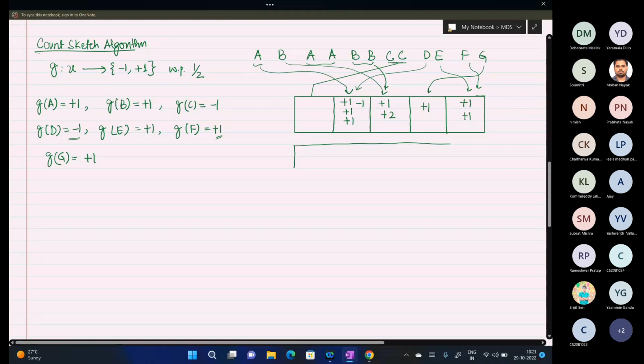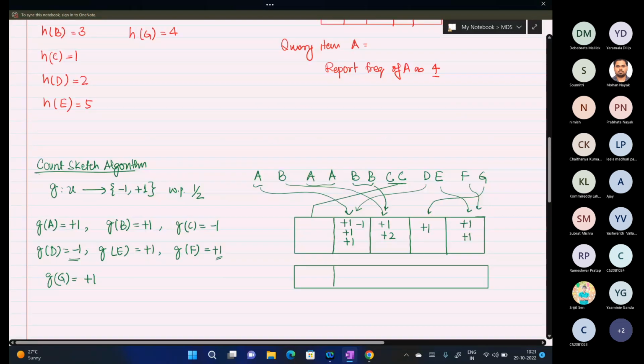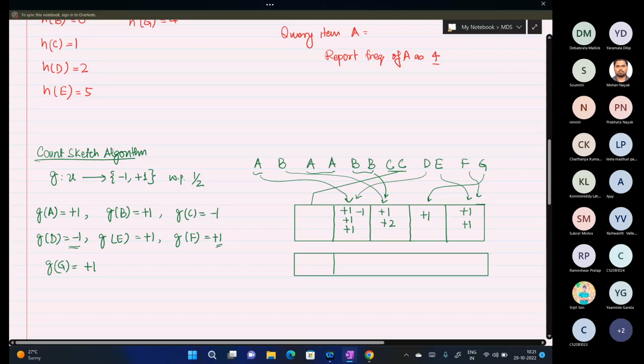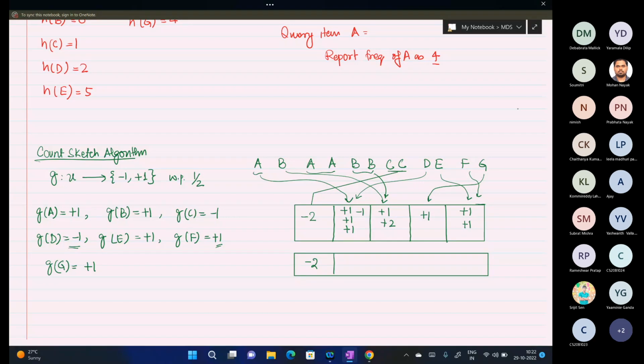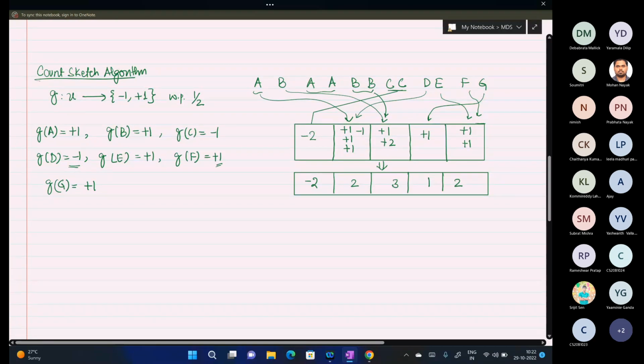Is there any question? C is -1, so these will be -2. This is -2, and this is +3 -1, 2. This is +1 +2, 3. This is 1. This is 2.